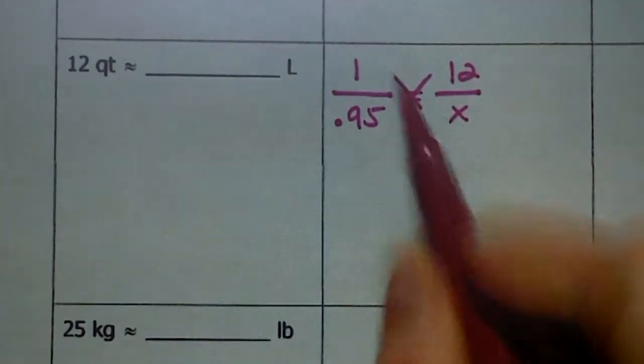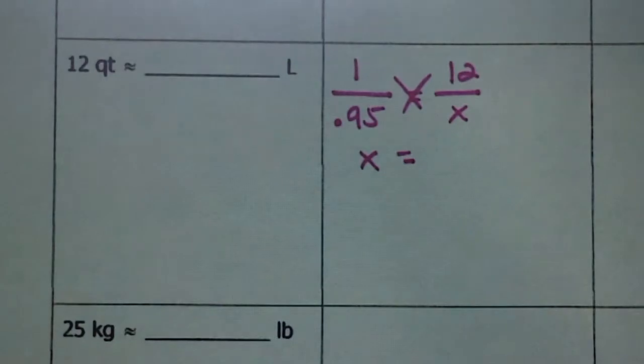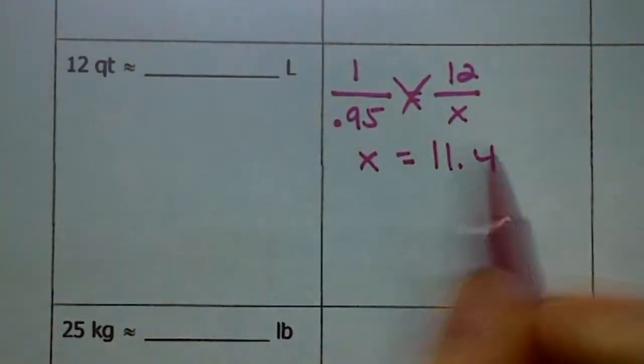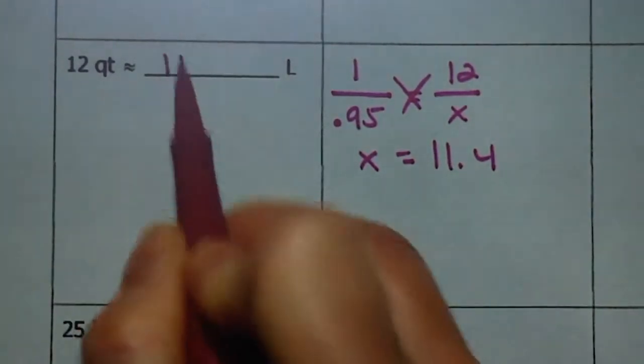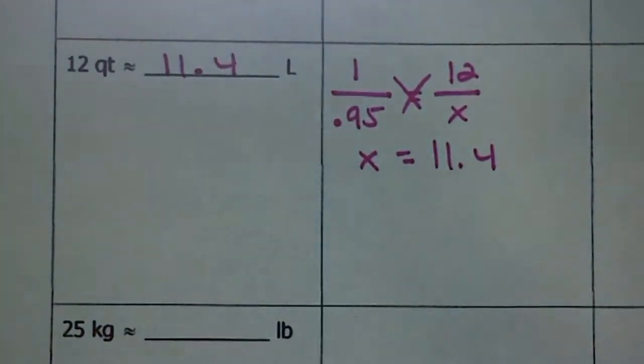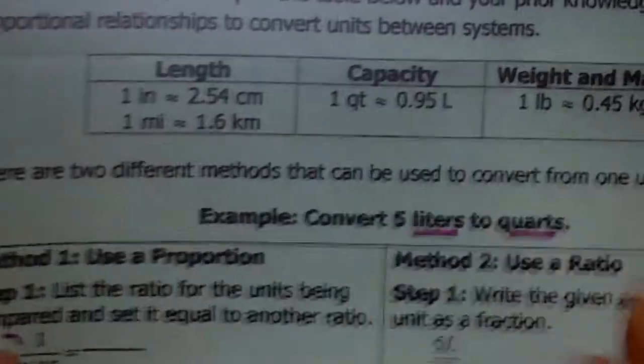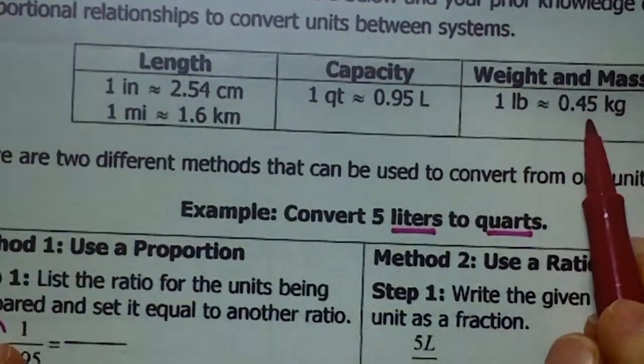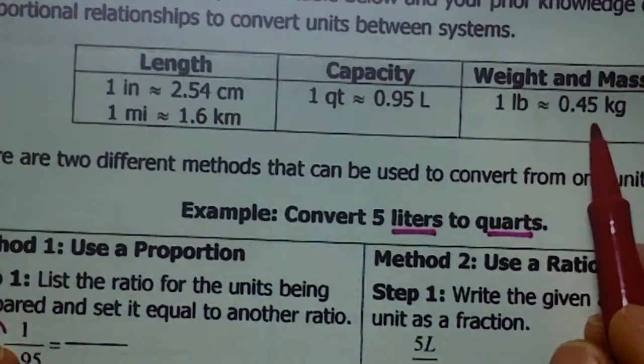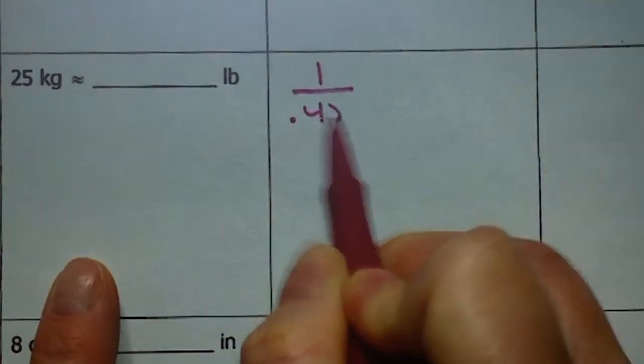All right, crisscross it. X times 1 is X. And when you take 12 and multiply it by 95 hundredths, you get 11.4. That means that 12 quarts is about equal to 11.4 liters. All right, next we're going from kilograms to pounds. Okay, so I see the units, kilograms and pounds. When I look here, it says that 1 pound equals 45 hundredths of a kilogram. So 1 pound equals 45 hundredths of a kilogram. I can say 1 over 0.45.